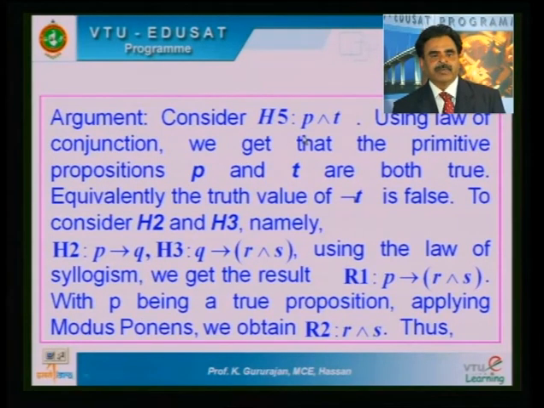The same I explained working with P and T. I will get P and T both are true. So, negation T is false. Now, P implies Q, Q implying R and S. So, by using the law of syllogism, I will get that R and S is true. Okay. Right?